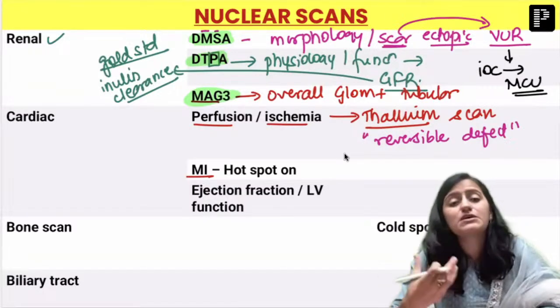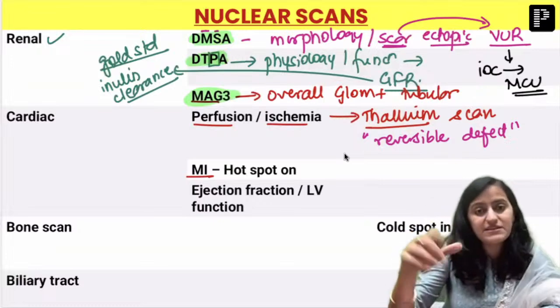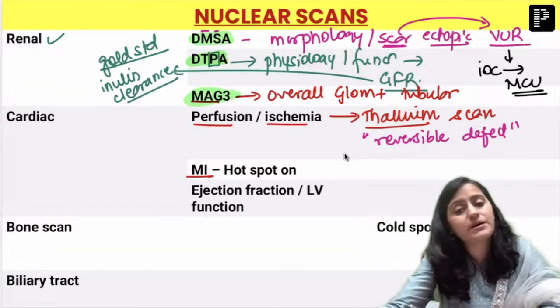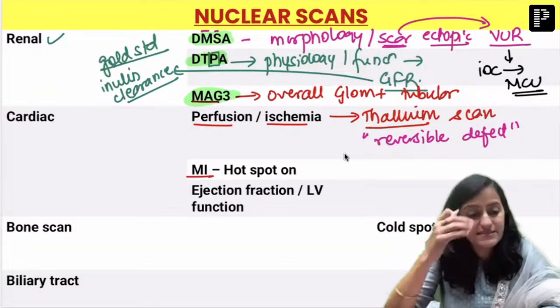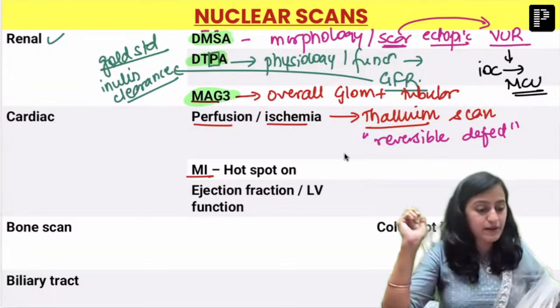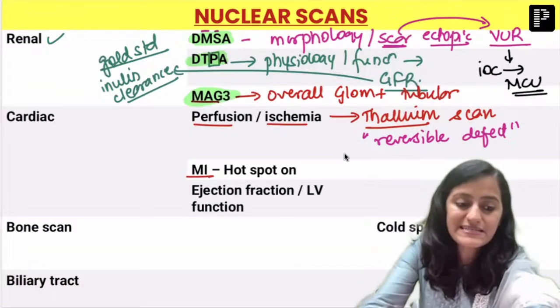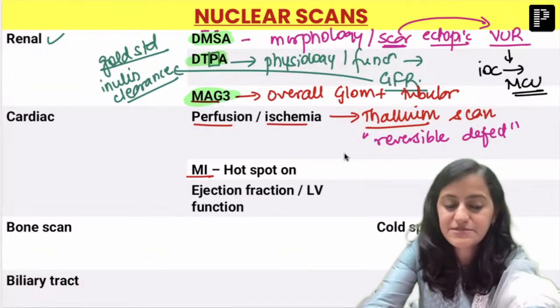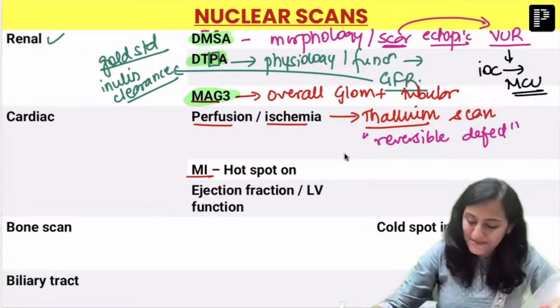There is no uptake where there is ischemia. You ask the patient to exercise, you will see this defect. You ask the patient to rest, this defect will become normal. So reversible defect on thallium scan is suggestive of ischemia. Is this clear with everyone? Yeah, you would see the cold spot because there is decreased perfusion. Okay, because there is decreased perfusion, you would see a cold scan, a cold spot there, basically.